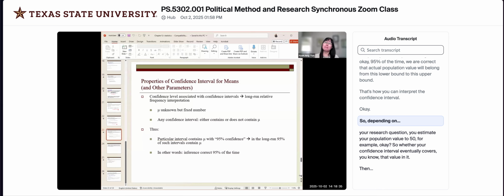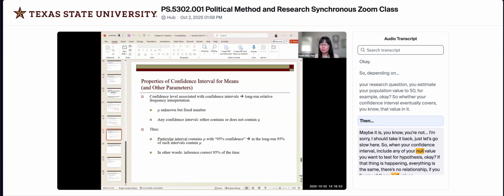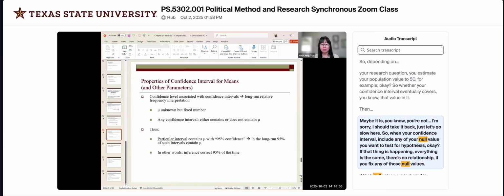Okay, so depending on your research question, you estimate your population value to be 50, for example. Okay, so whether your confidence interval eventually covers that value in it, then maybe it is, you're not. I'm sorry. I should take it back. So let's go slow here. So when your confidence interval includes any of your null value you want to test for hypothesis.